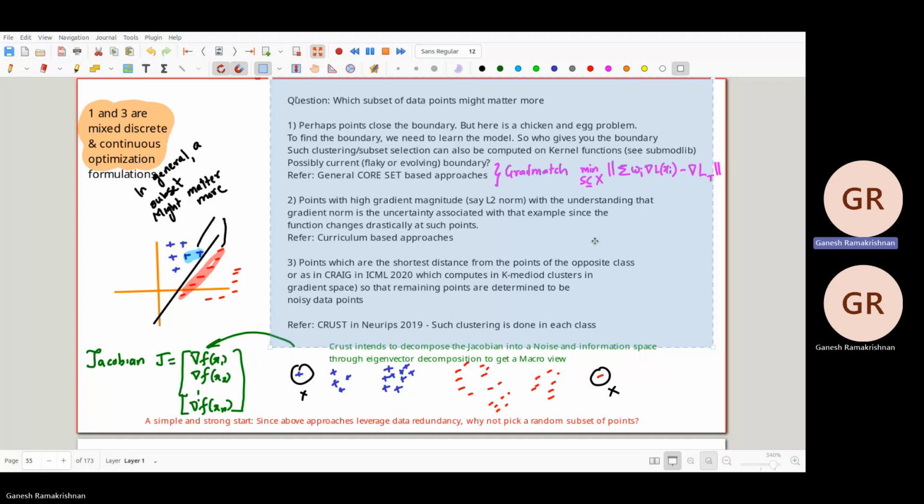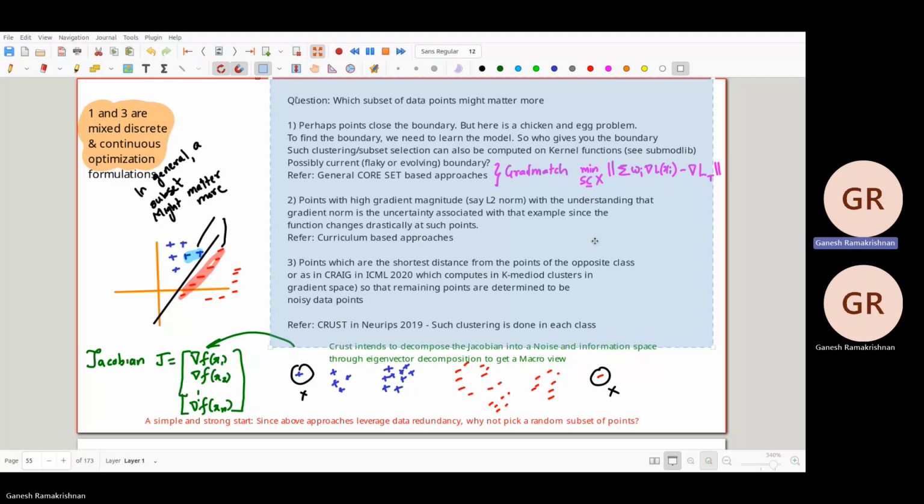A third is points which are shortest distance from the opposite class, right? This is a very interesting paper from ICML 2020. What it says is, if there is a point which is very close to the points of the opposite class, that is possibly going to have a big influence. I know from the training data which are the points of the opposite class, so I don't have to compute the separating surface.